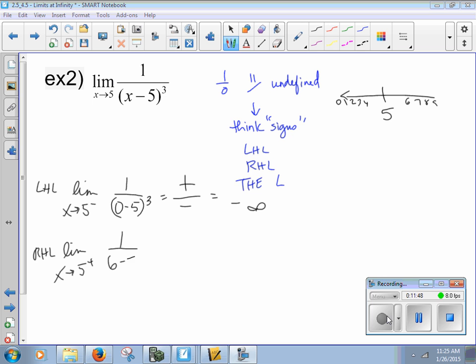What'd you choose? So I just chose 6. Look at that. Positive over positive, which is a positive. What's the limit? The limit as x approaches 5.